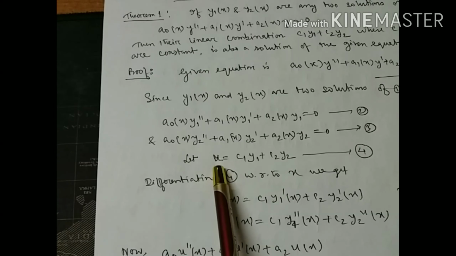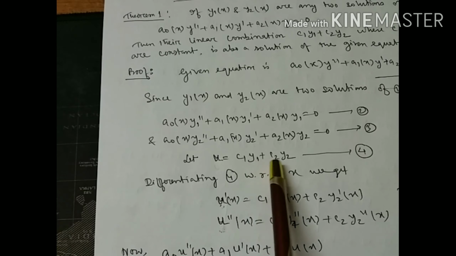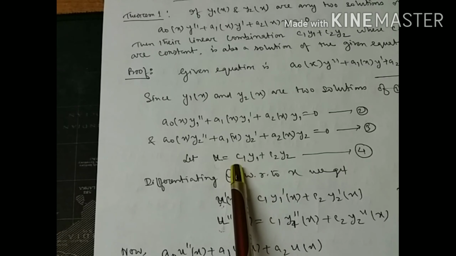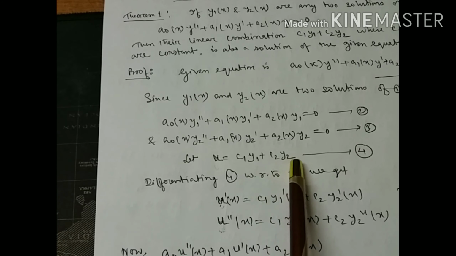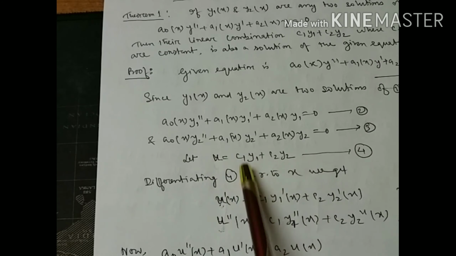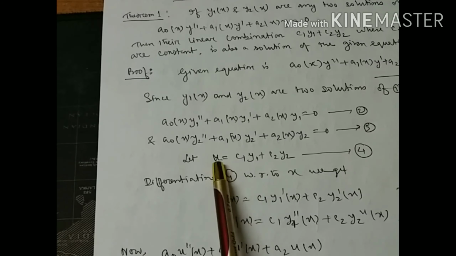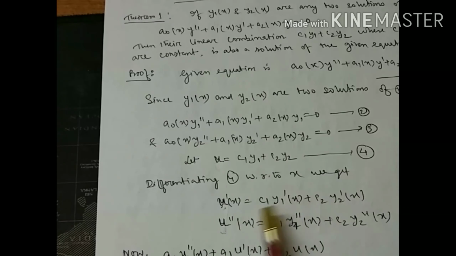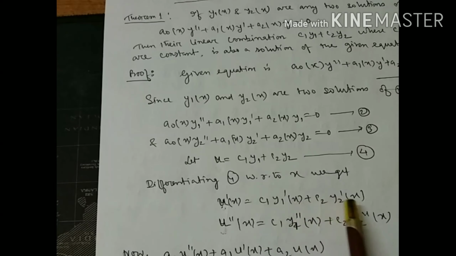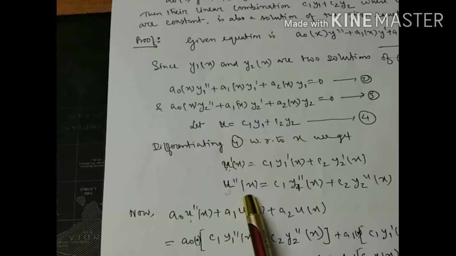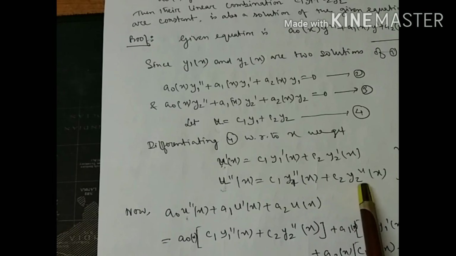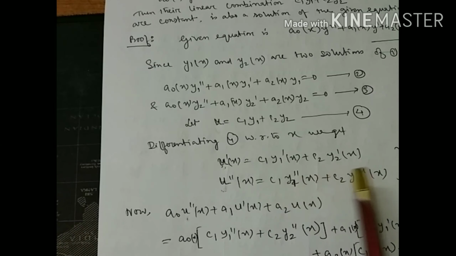Let us take u = c1 y1 + c2 y2. This is the linear combination, so we mark the linear combination c1 y1 + c2 y2 by u. Next we differentiate twice. So u' = c1 y1'(x) + c2 y2'(x), c1 and c2 being constants, simple differentiation, and u'' = c1 y1''(x) + c2 y2''(x), both are constants.